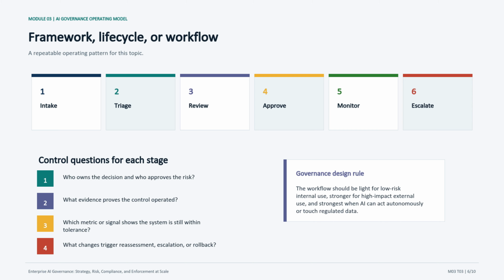The design rule on the right is the practical point. Low risk internal uses should not be buried in process, but high impact external systems, regulated data, and autonomous agents need stronger gates and runtime controls. Once the workflow is clear, we can talk about tooling without falling into the trap of assuming one platform solves every layer of governance.